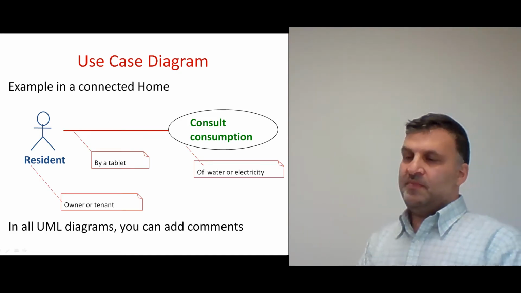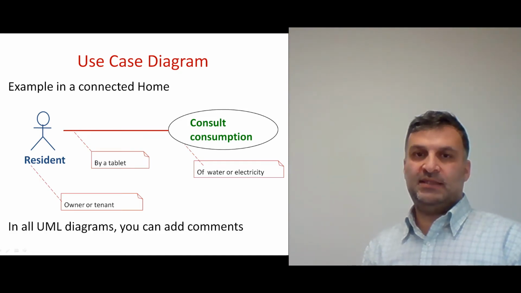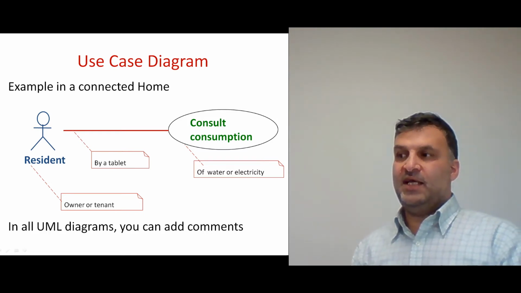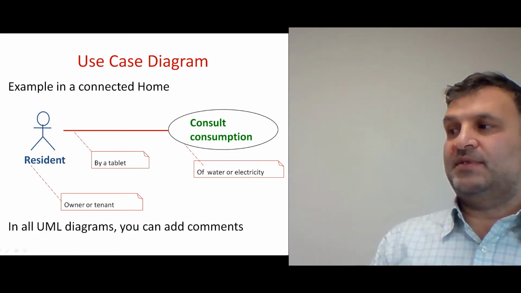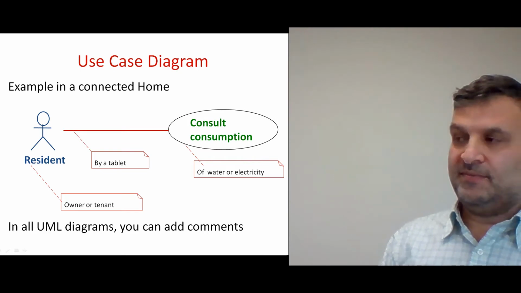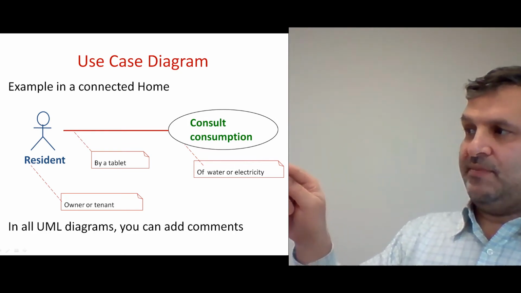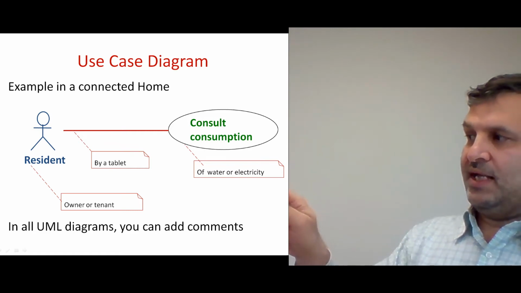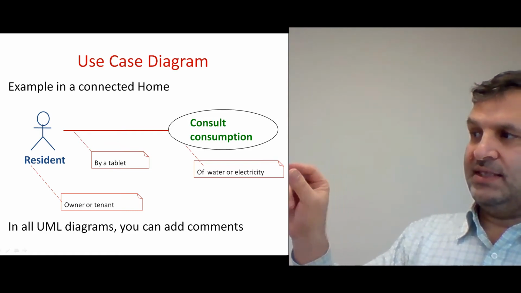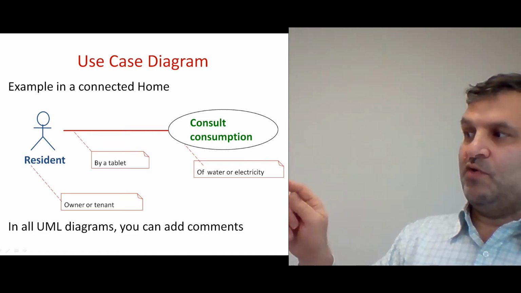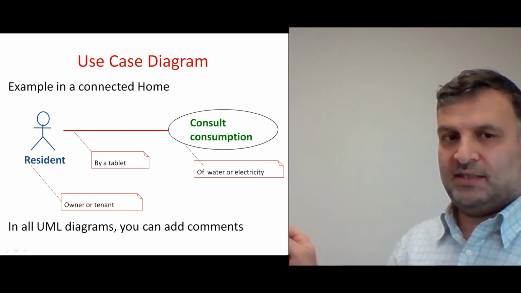We can develop this use case. We can add comments. In all UML diagrams, you can add comments in this way. It is a type of note. We can say, for example, with a dashed line, we can have this form. We say, consult the consumption of water, of electricity.